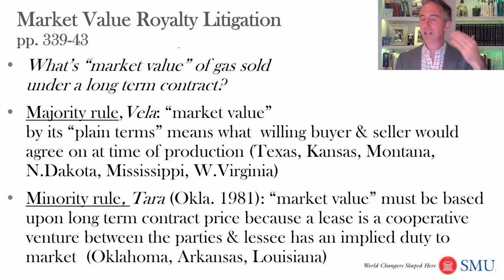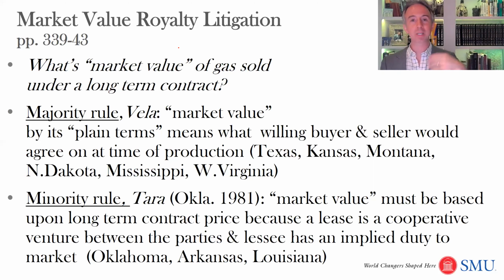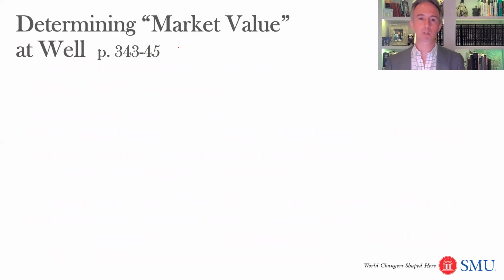After all, it's not like the oil and gas company is trying to harm the lessor. The oil and gas company is trying to find somebody who will promise to buy that gas. Because if you just produce gas and nobody's promised to buy it yet, then it's not worth anything, right? Unless you can find somebody to take it away. So the idea is the oil and gas company and the lessor have the same interest in securing a buyer for that gas. And so the long-term contract price is the market value of the royalty. So that's the Oklahoma rule, but in Texas we follow Vela. Market value means market value at the time it was produced.